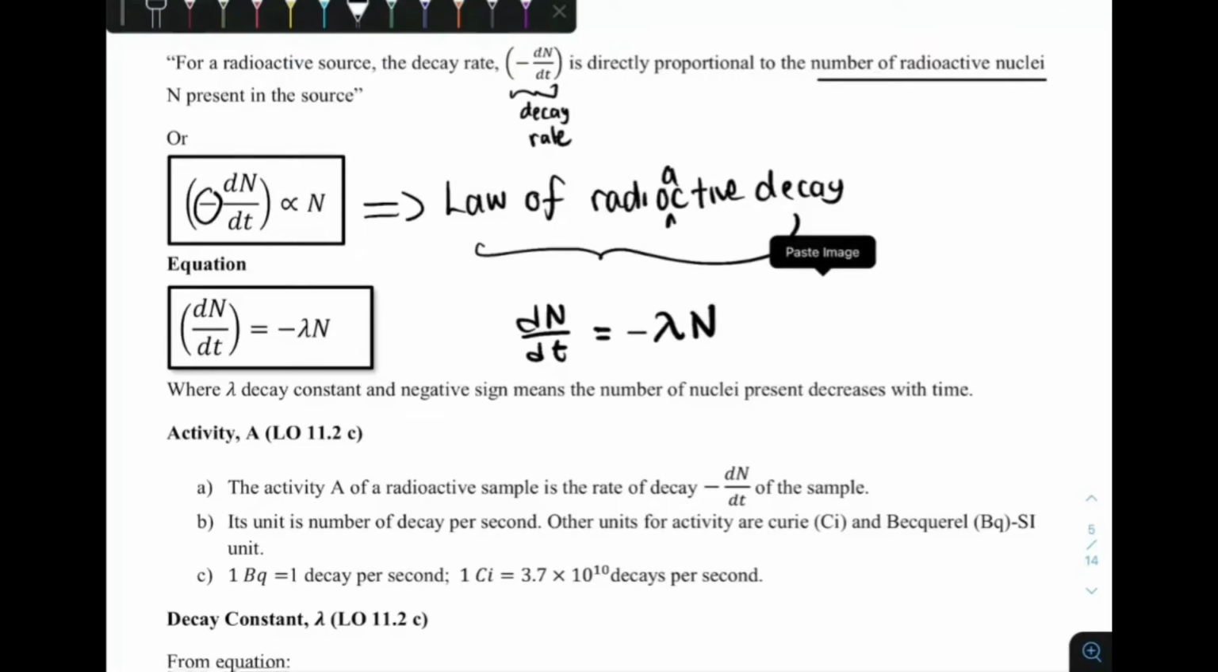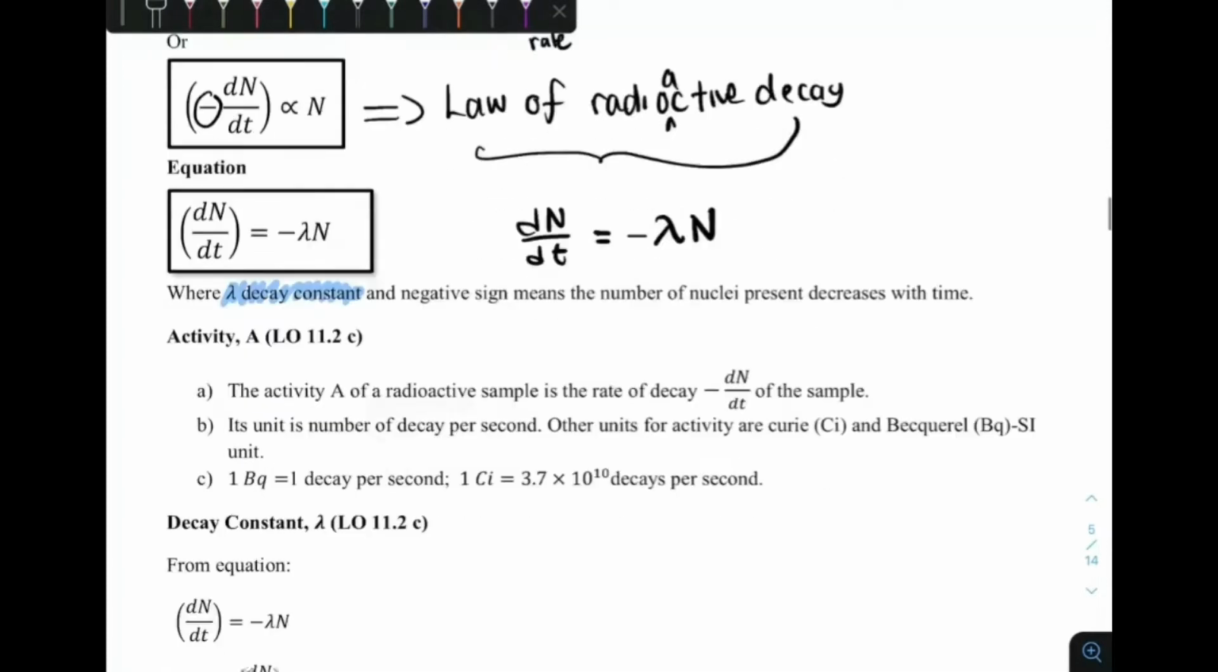Okay, lambda dekat sini adalah decay constant. So your lambda here is your decay constant, bukan wavelength, dia adalah decay constant. Negative sign means the number of nuclei present decreases with time. So kita tahu bila any nucleus undergo decay, apa yang akan jadi adalah the number of nucleus dalam diri dia akan semakin berkurang. Okay, after a certain period of time, dia punya number of nuclei yang present dalam satu nucleus itu akan berkurang because you are going to produce a much less daughter nucleus dekat sini.